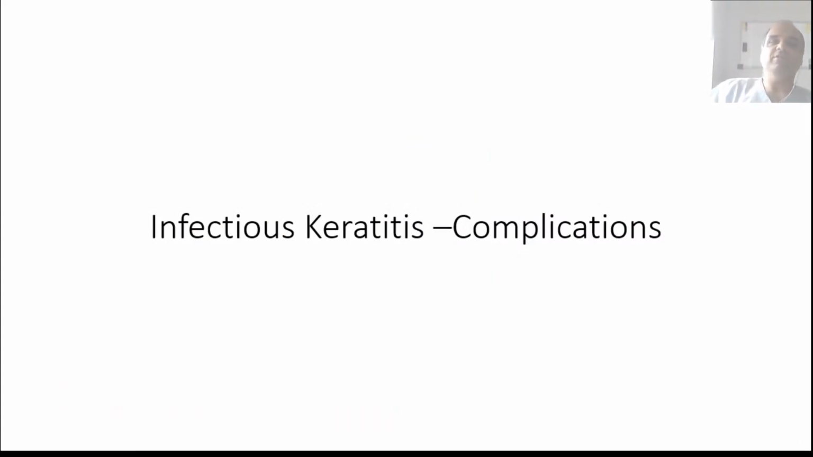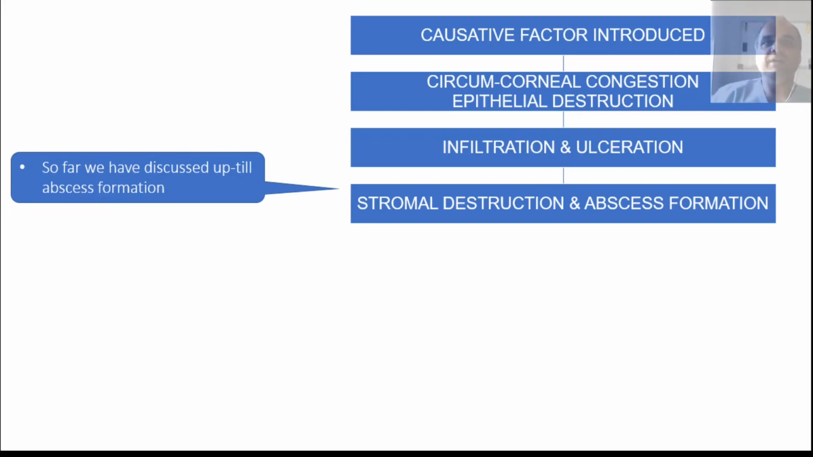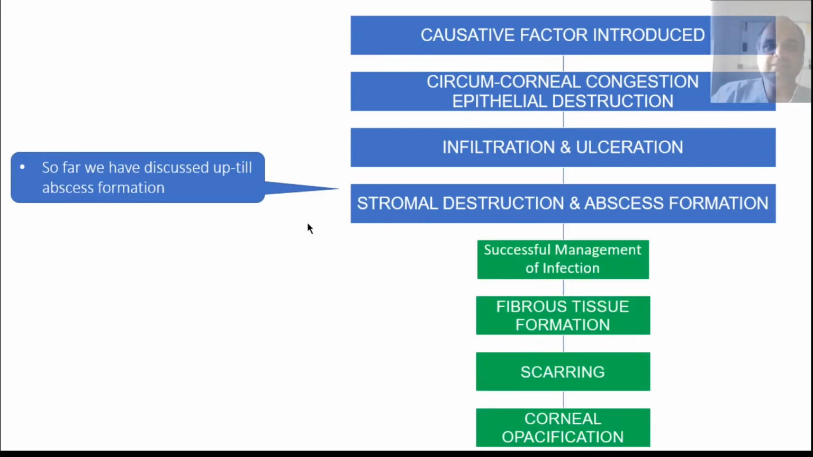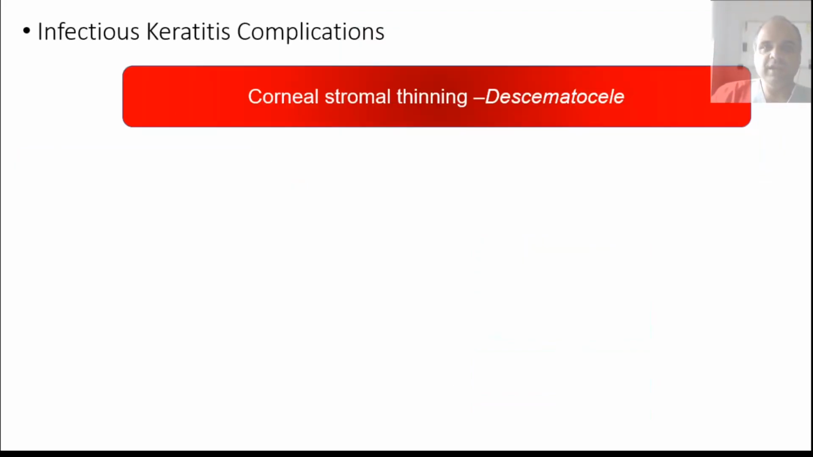What about the complications of an infective keratitis? One we briefly touched upon was corneal thinning, and the other one is going to be a consequence of corneal thinning. So this is where we left off our discussion of keratitis, at stromal destruction and abscess formation. And these are the things that happened that led to a successful management of post-infectious visual issues. This is what would happen if things are heading towards a complication, your treatment is still not working. The patient is actually presenting at this stage, which is a much later stage.